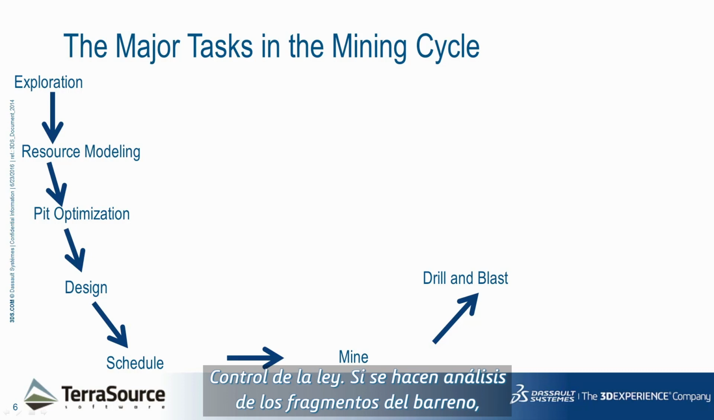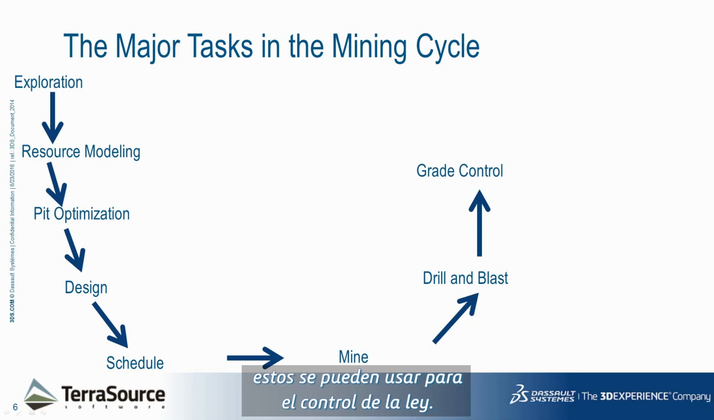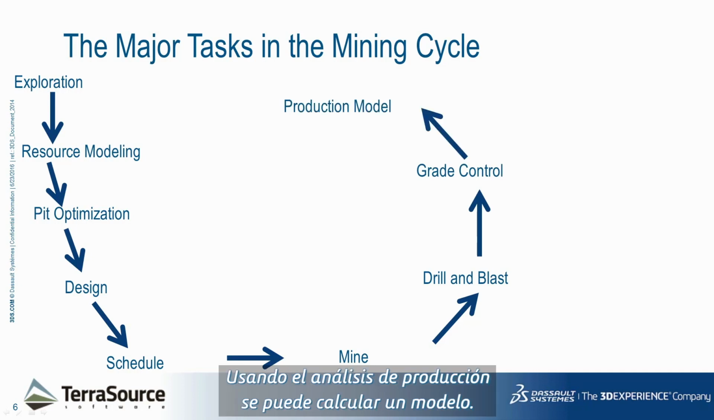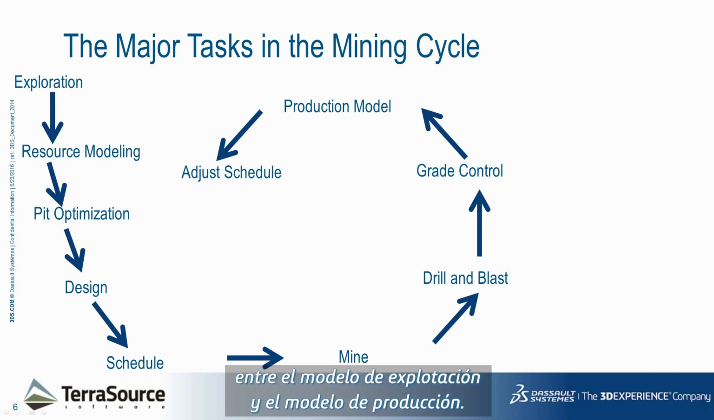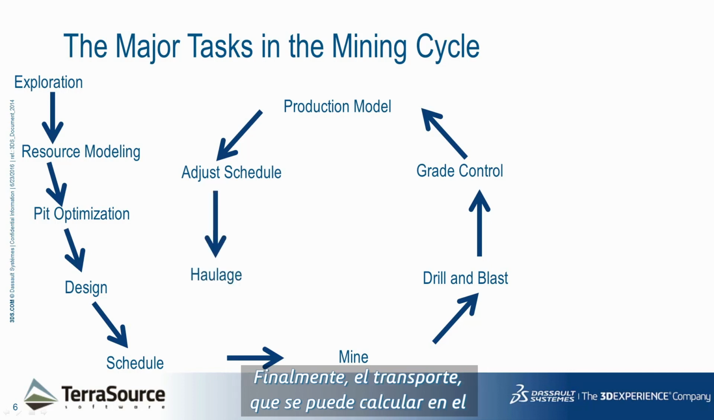Grade control. If analyses are run on the blast hole cuttings, they can be used for grade control. Using the analyses, a production model can be estimated, and the schedule can be adjusted if there are significant differences between the exploration model and the production model. Lastly, haulage can be estimated in the initial schedule, measured each day, and then compared between planned and actual.